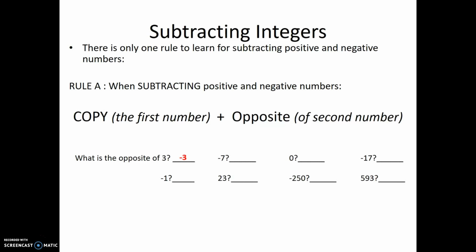The opposite of negative 7 is 7. The opposite of 0 is 0. The opposite of negative 17 is 17. Negative 1 is 1. 23 is negative 23. The opposite of negative 250, excuse me, is just 250. And 593 is going to be negative 593.